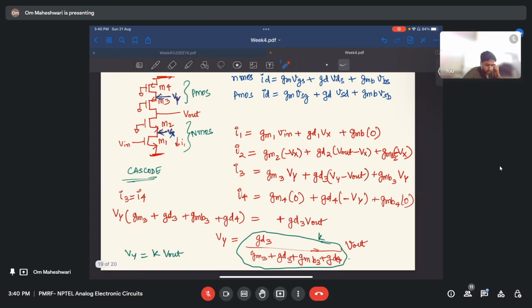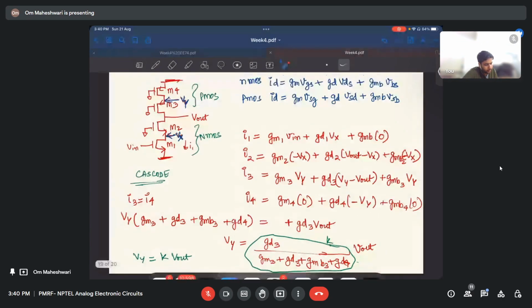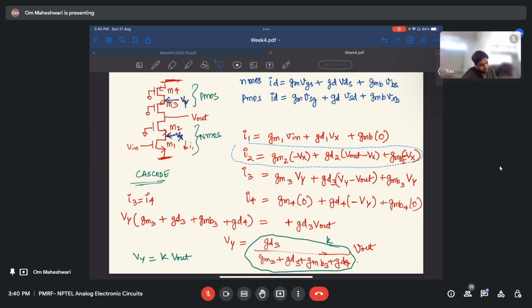Okay, so now what we can do is we can try to eliminate Vx. So for eliminating, now we know Vy in terms of V out, right? So we can use these two equations to eliminate Vx. So let me copy these equations. Copy I2.